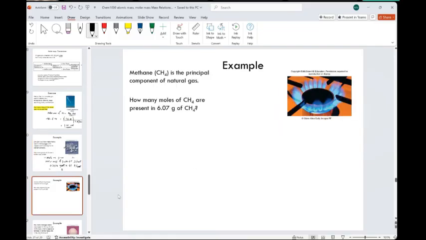Next question, methane. Methane is one of the principal component of natural gas used for cooking domestic fuel. Methane with the chemical formula CH4 is methane.